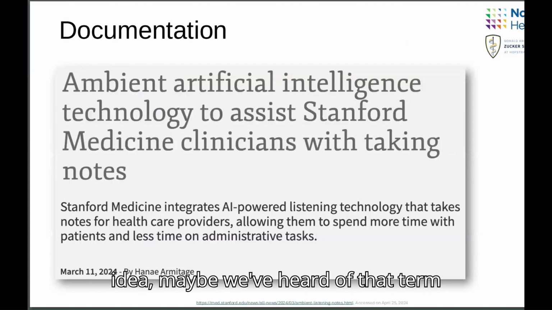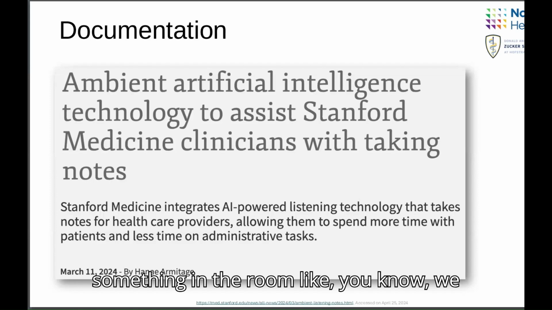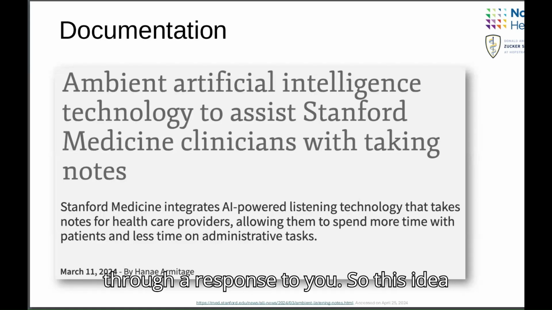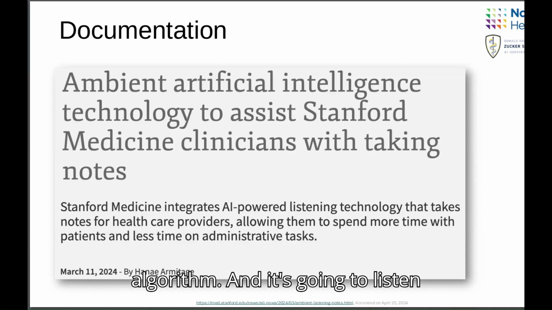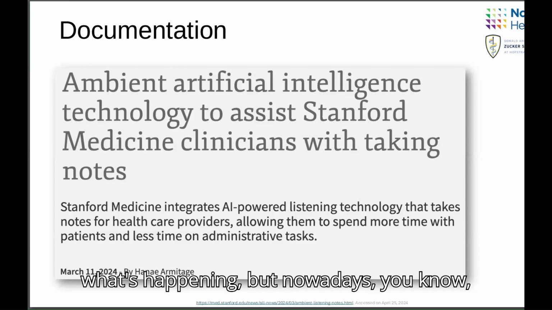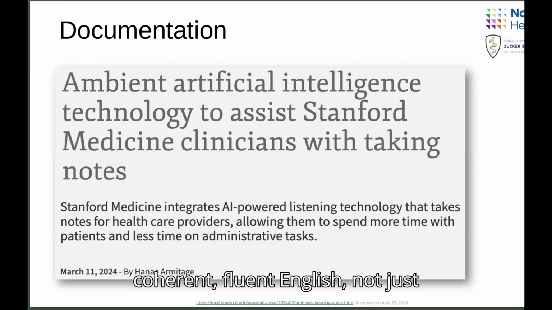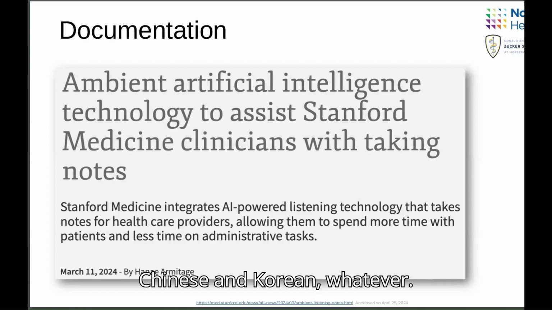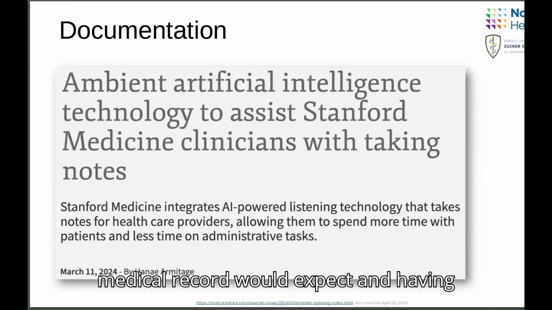But nowadays, there's this idea, maybe we've heard the term ambient AI or ambient technology, this idea that there's going to be something in the room. We kind of have this at home, right? We have Siri or Alexa, or whatever they're called right now, and you're supposed to say something to it and it responds to you. So what if every office had the same thing? There's a machine connected to an algorithm, and it's going to listen as I discuss care with the patients. And not only is it going to transcribe what's happening, but nowadays, we've seen with ChatGPT and all of the other large language models that they do a very good job of spitting out coherent, fluent English, and not just English anymore, multilingual models that can write in Chinese, in Korean, whatever. So you can have it in your own language, have it in the appropriate format that the electronic medical record would expect, and have even a synopsis.